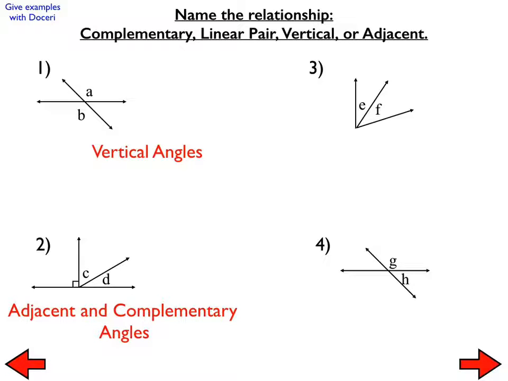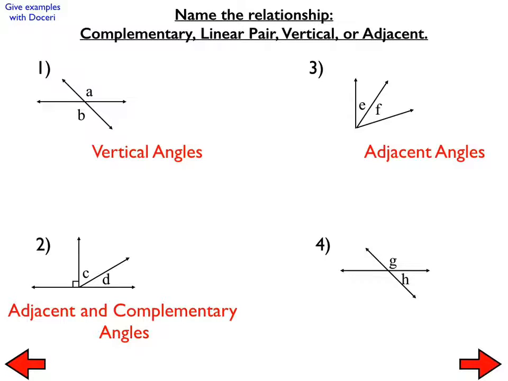Number 3, we're talking about angle E and angle F. Do they add up to 90 degrees? Is there any box in the corner that you can tell? Nope. Does this make a straight line? Nope, that's a pretty bent line. So are they at least next to each other? Yeah, what is that called? Adjacent. This one only has one relationship going on. They're only adjacent.